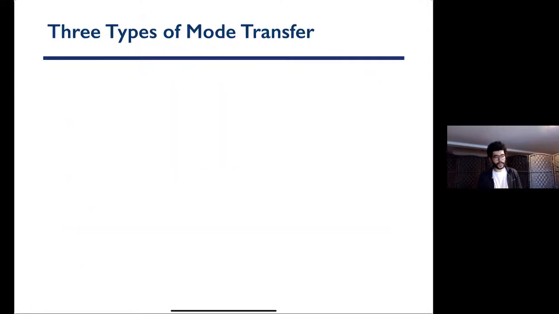Now, there are three types of mode transfers. Basically, three events cause a mode transfer. And here we're talking about user mode to kernel mode. The first one is system call.